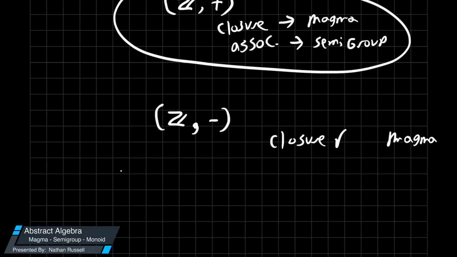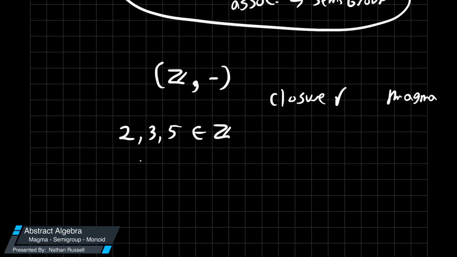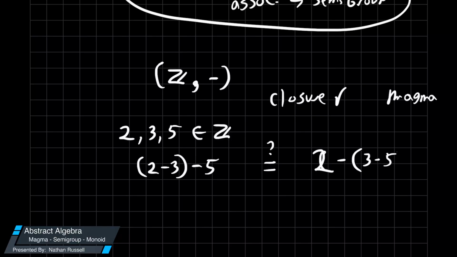Well, let's see. Can we all agree that 2, 3, and 5 are in the set of integers? Okay. Well, let's see. We have 2 minus 3, and then I'm going to subtract 5. And then I'm going to see if this is going to be the same thing as 2 minus 3 minus 5.